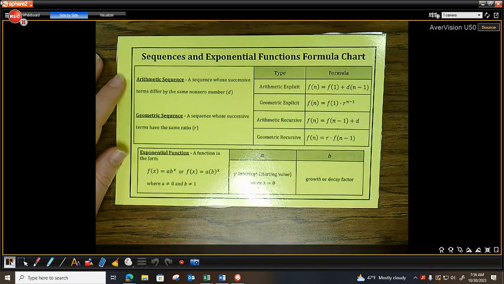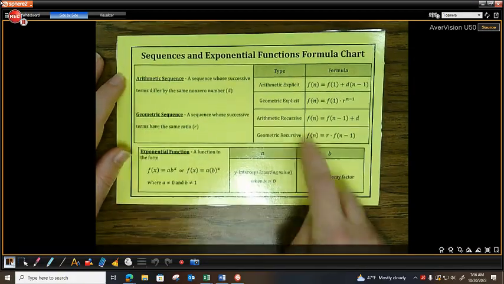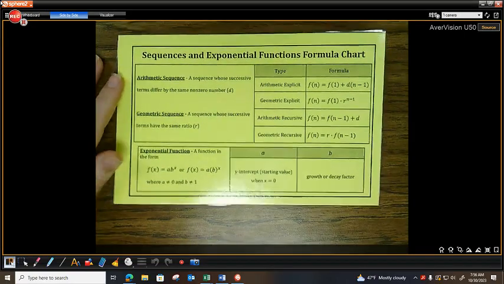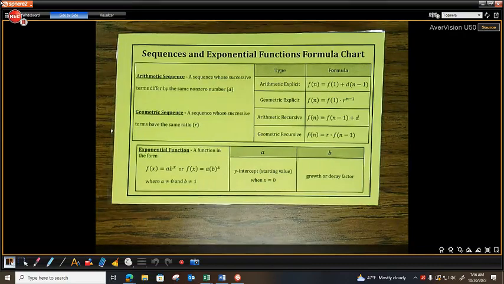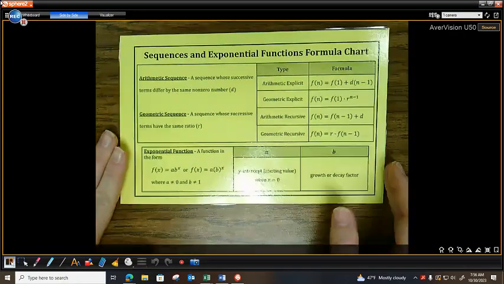Okay? Again, will you have this on your test for my class? Yes. Okay? So far we've gone over arithmetic and geometric sequences, and there's your 4 formulas. Don't worry about the bottom part yet. That's what we're going to do the rest of the unit. Okay? Good? Okay. Next page.